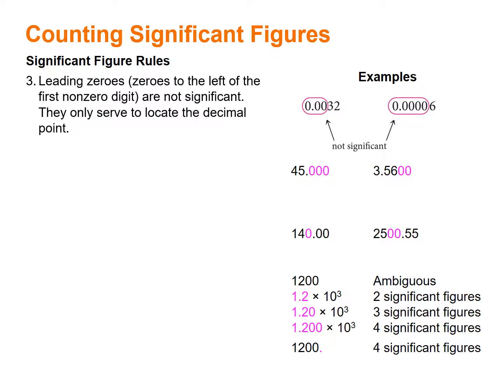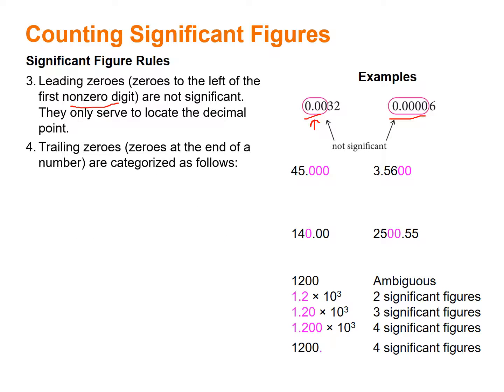So leading zeros, zeros to the left of the first non-zero digit, are not significant. You're basically using these numbers just to be able to tell that this is actually a thousands and not 32. It's not really anything other than a placeholder. So leading zeros are not significant.